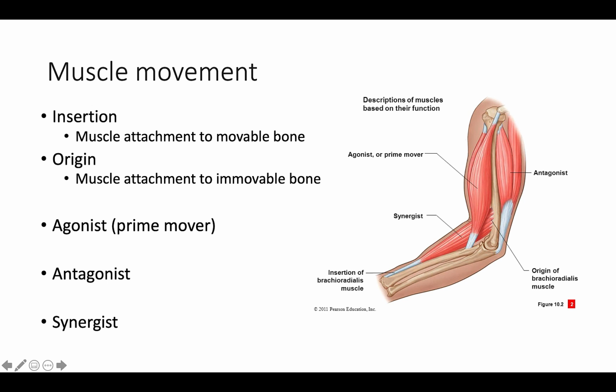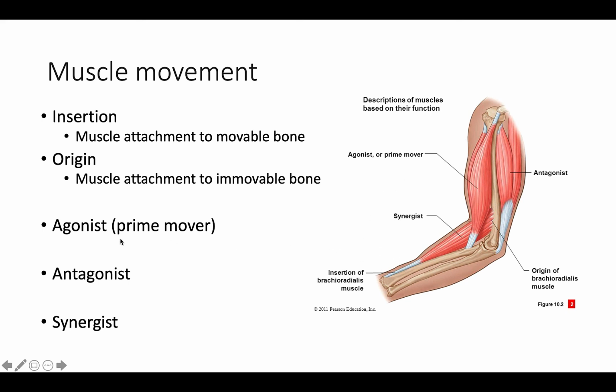So when we're talking about muscle movement, we have an insertion and an origin. Insertion is when the muscle is attached to the movable bone. And so that would be the insertion of the brachioradialis muscle into the bone over here. And then the origin of that brachioradialis muscle would be attached to the immovable bone, so the humerus here. This bone is not moving, whereas this bone is the one that is actually moving up and down.